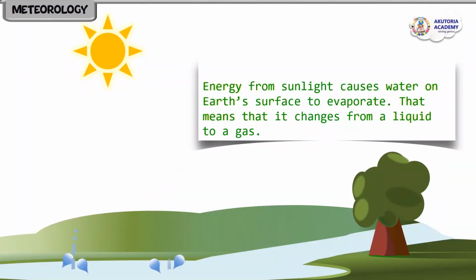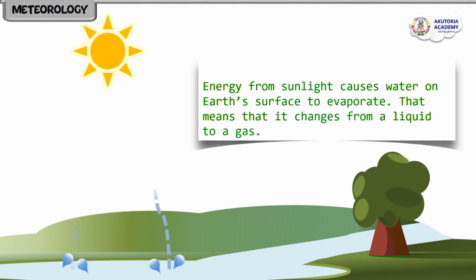Energy from sunlight causes water on the earth's surface to evaporate. Evaporation is when liquid changes to gas and moves to the atmosphere. Now this means that when the liquid water changes to gas, it rises and becomes part of the atmosphere.